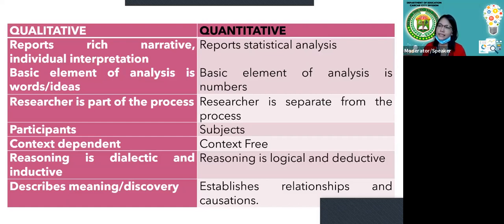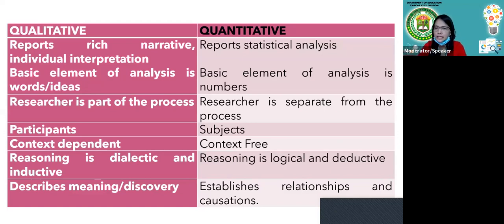Now, in qualitative, those people who responded to you or who give you answers to your queries are participants, while in quanti you call them subjects or your respondents. Okay, so take note to use the right term: participants for qualitative and respondents for quantitative.